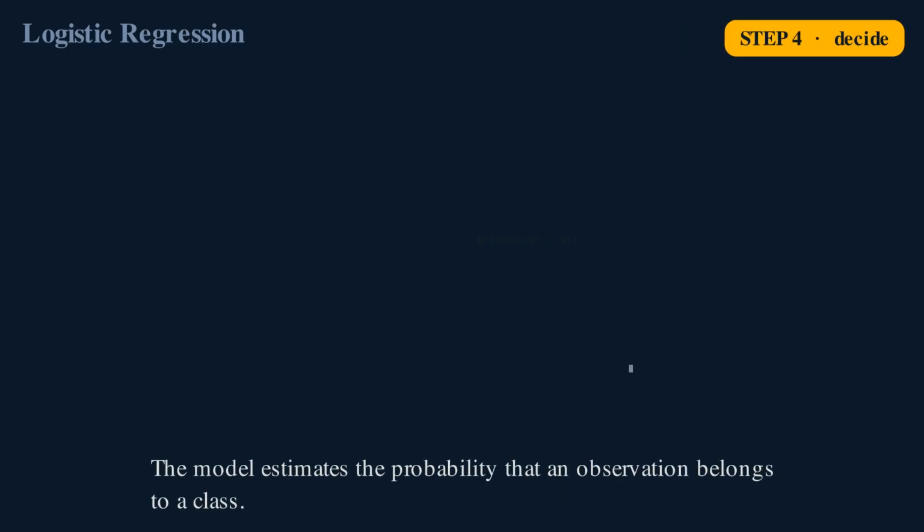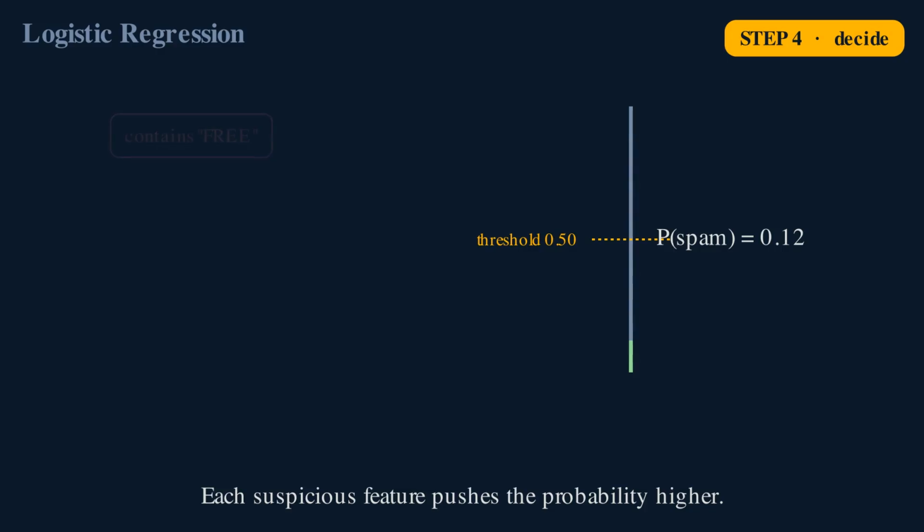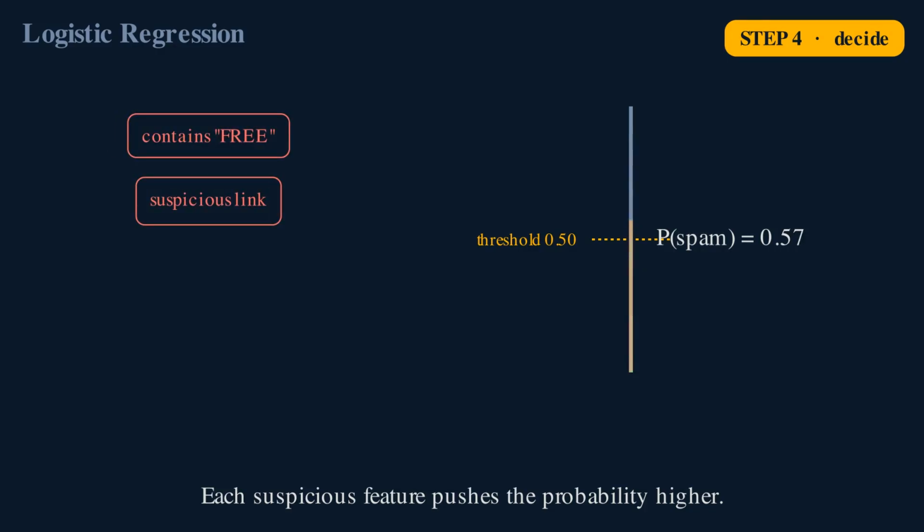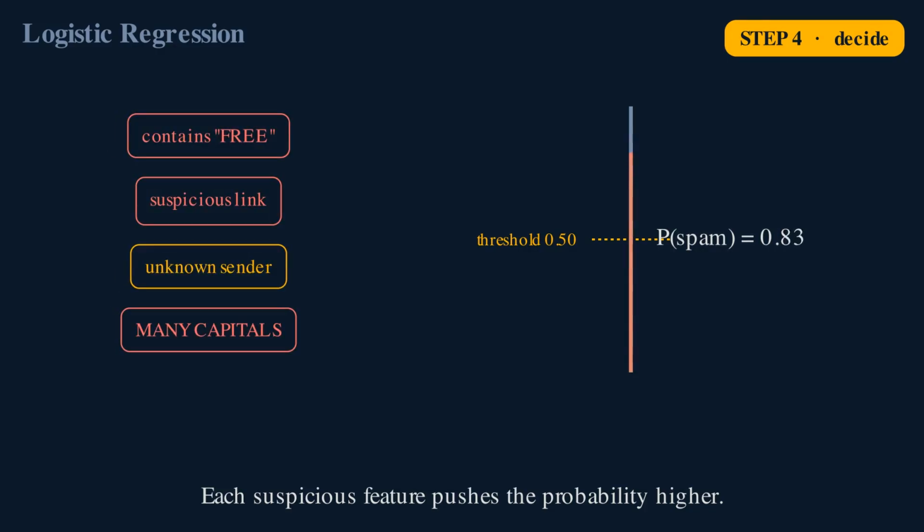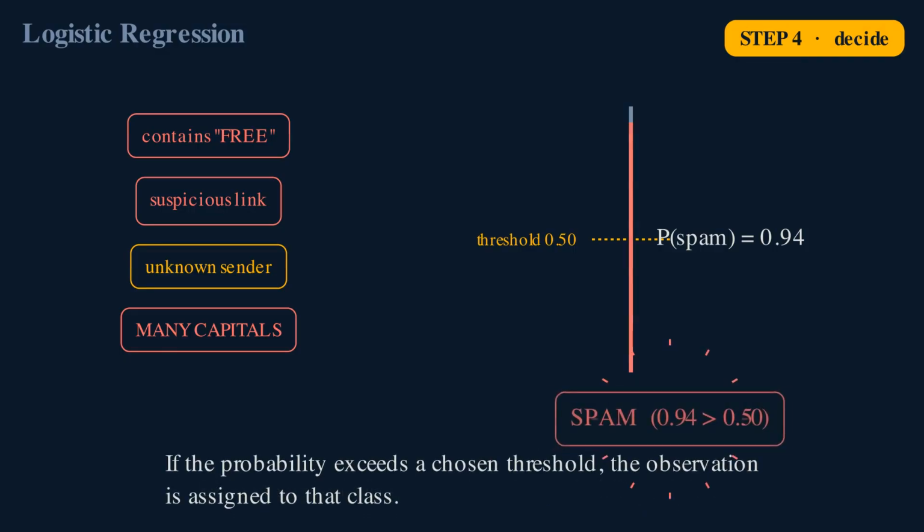The model estimates the probability that an observation belongs to a class. Each suspicious feature pushes the probability higher. If the probability exceeds a chosen threshold, the observation is assigned to that class.